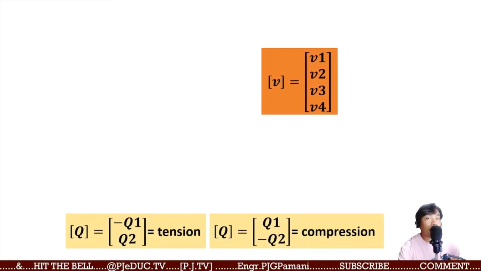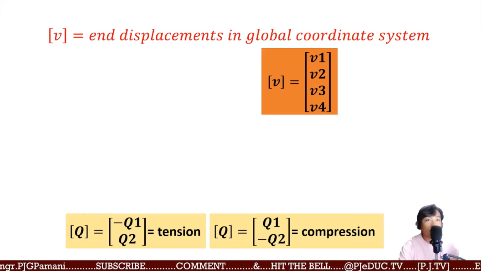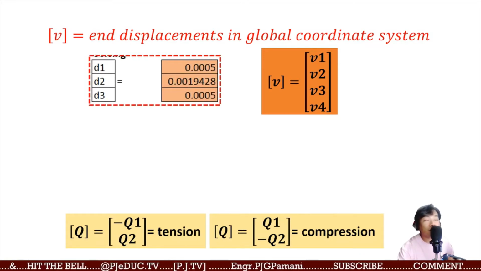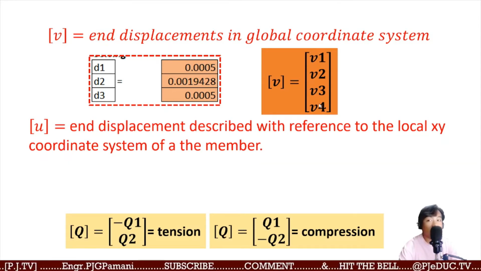So how do we do that? First is for you to identify your end displacement in global coordinate system. Okay, hanapin natin ngayon yung mga probable deflection within the member. Remember that we have solved the deflection on 1, 2, and 3. Hanapin natin on each member saan doon ang merong deflection with respect to 1, 2, and 3, which gives us V1, V2, V3, and V4. With respect pa rin yun sa near and far node.